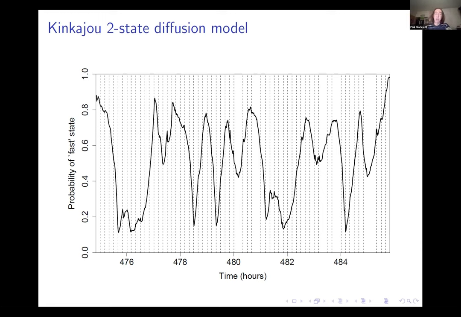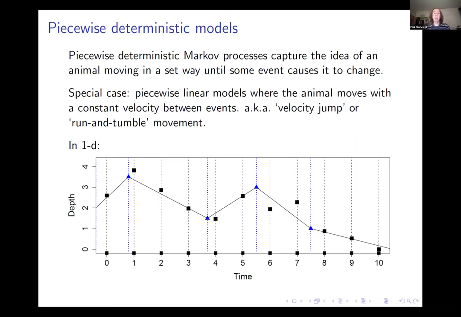The other type of continuous time movement model I wanted to talk about, rather than diffusion, is the idea of a piecewise deterministic process. A piecewise deterministic Markov process is one that moves in a deterministic way, except at countably many times of events that change the way in which the movement goes on. And I'm going to stick to the idea of a piecewise linear model, where the animal moves with a constant velocity in between events.